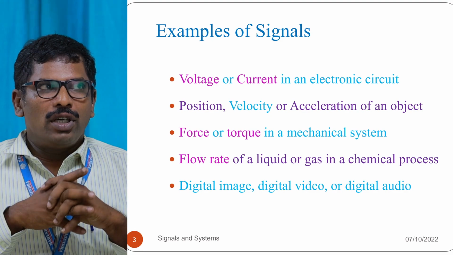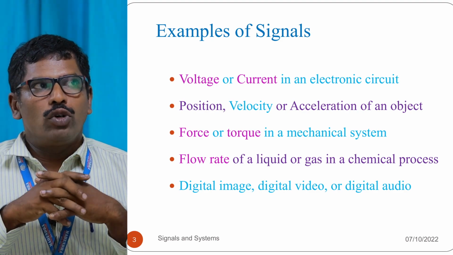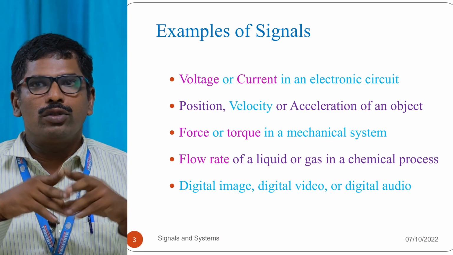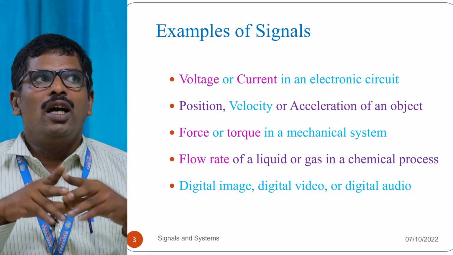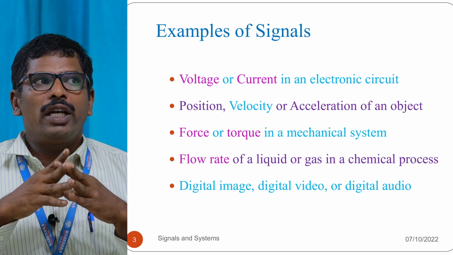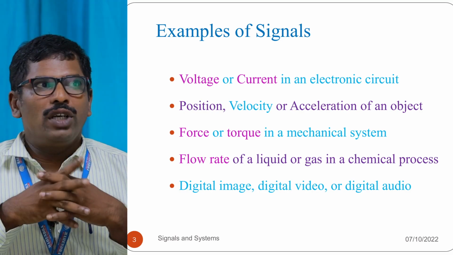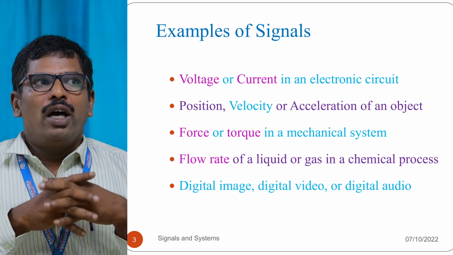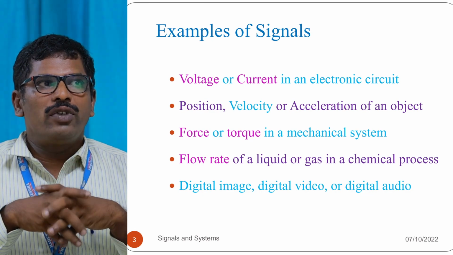Next, a few examples of signals. I have listed only a few. It may be a voltage or a current in an electronic circuit. In mechanical systems, we can say force and torque, and the position, velocity and acceleration of an object, and the flow rate of a liquid or a gas in a chemical process. Even nowadays we are using mobile phones to take our images, videos and record audio signals. These are also examples of signals.